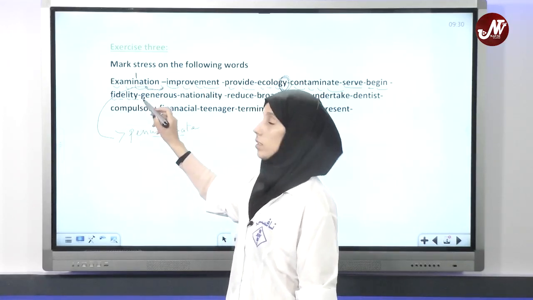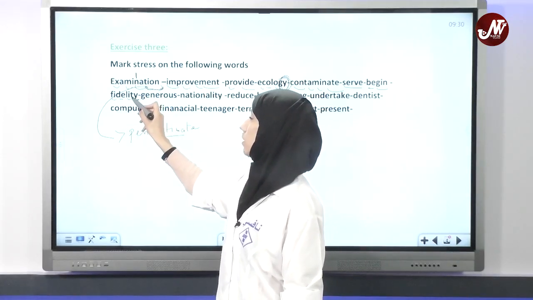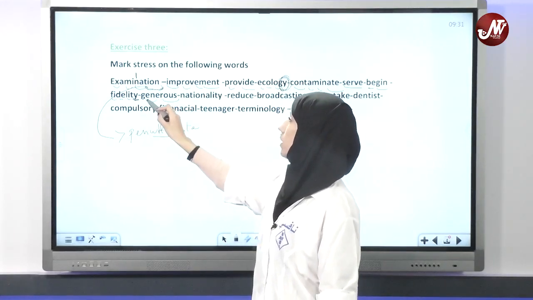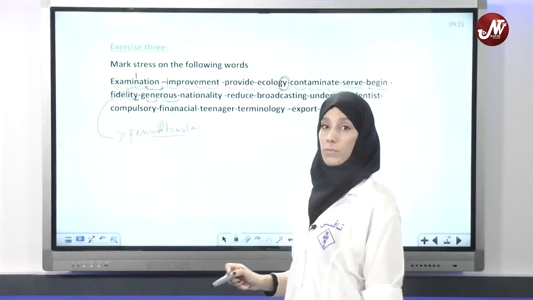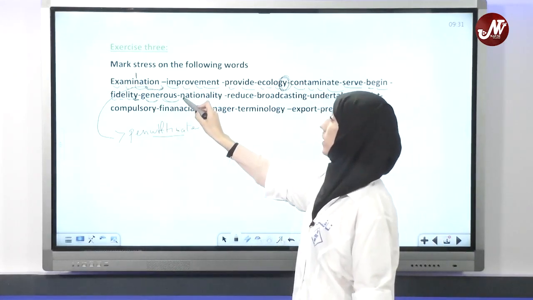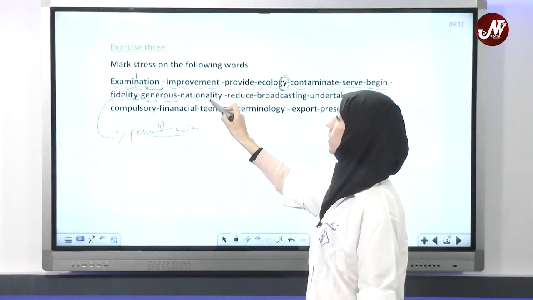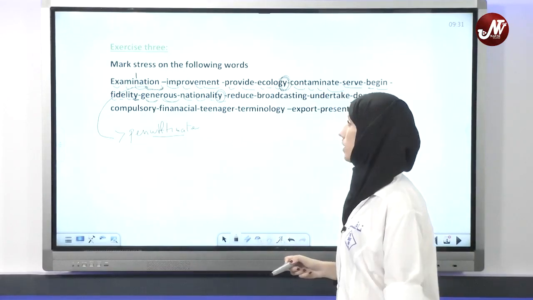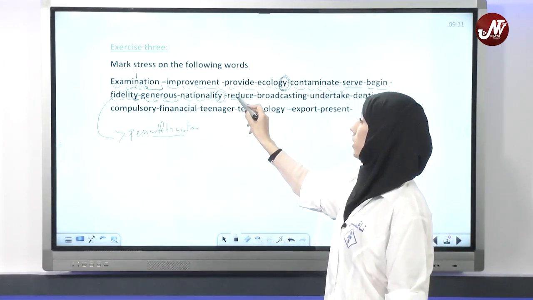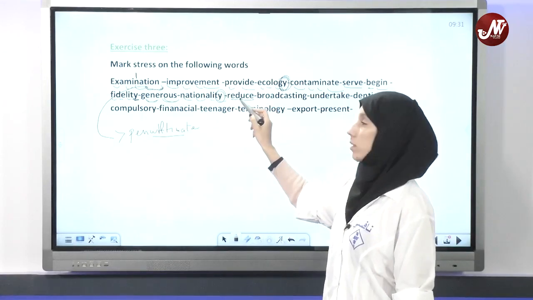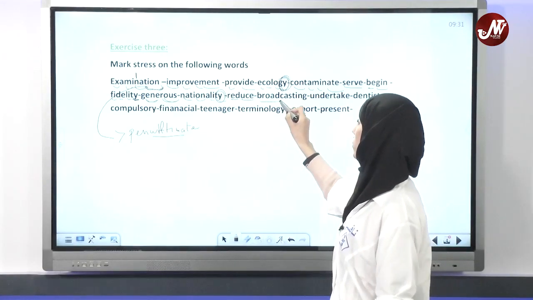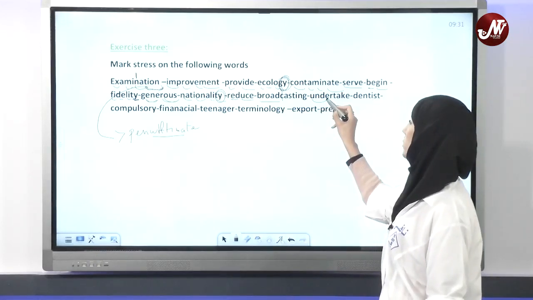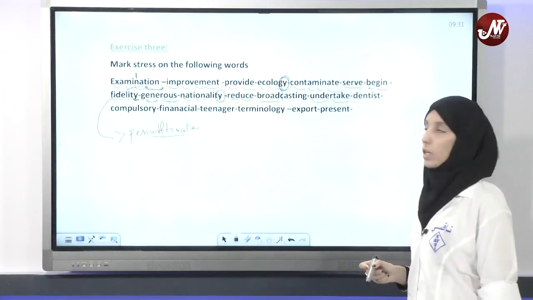Fidelity, so it ends with T, it means penultimate stress. Then generous, so we have 2 syllables. Then we have nationality, it ends with T, it means anti-penultimate stress. Then we have reduce, 2 syllables. We have broadcasting, compound noun. We have undertake, compound verb.